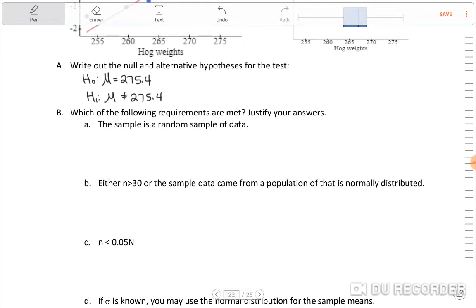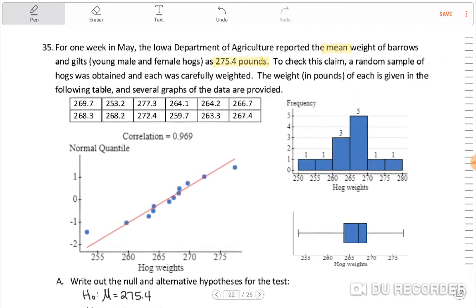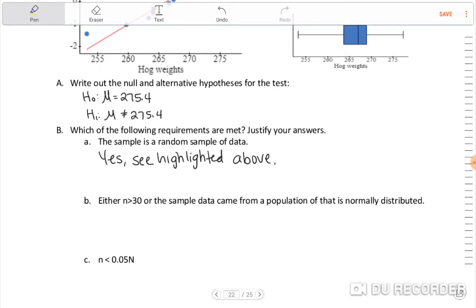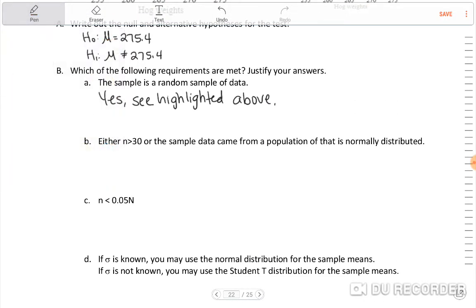Okay. Which of the following requirements are met? Justify your answer. The sample is a random sample of data. Yes. Let's highlight where it says random. Random sample. Okay. Either n is greater than 30 or the sample data came from a population that is normally distributed. So I think that should be gone.